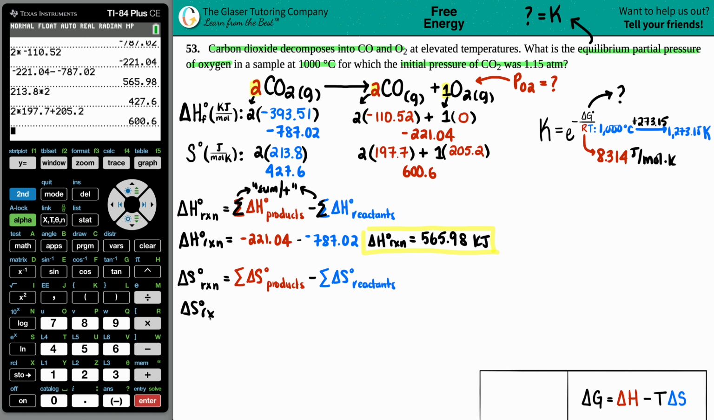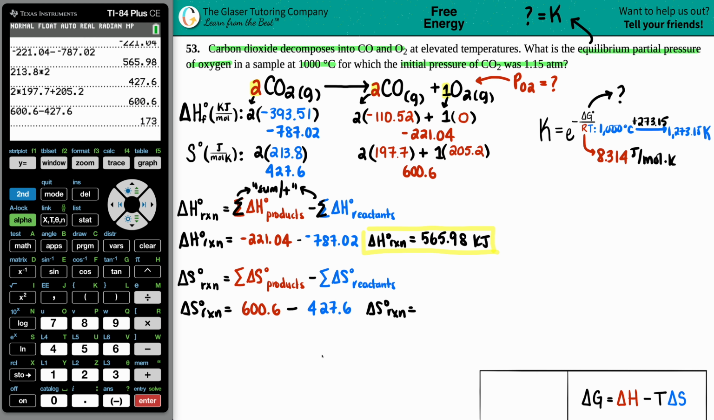And now I'm ready to do products minus reactant. Delta S for the whole entire reaction is 600.6 minus the reactants, which was 427.6. All right, we're getting somewhere. So I'm going to just grab the values, this minus the 427. Oh yeah, so we get 173. Units for this, remember the moles cancel out. So the back of the textbook is joules per mole times Kelvin. So this would be joules per Kelvin.